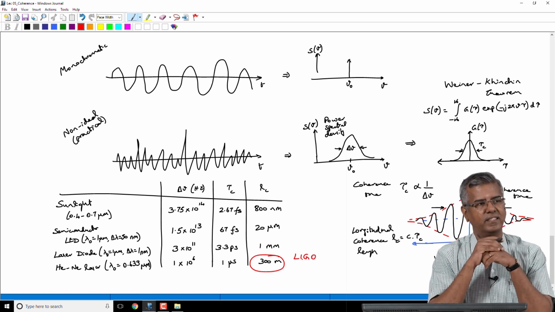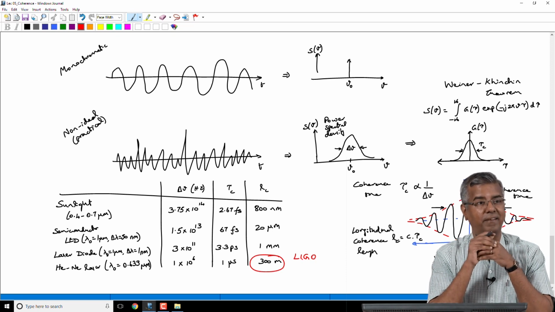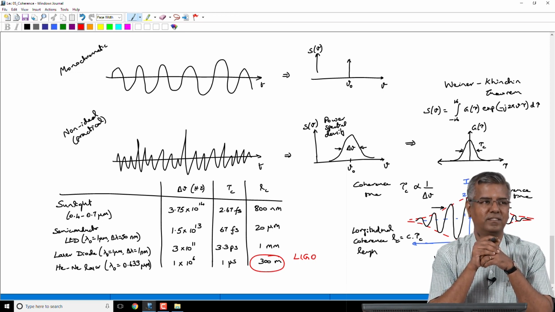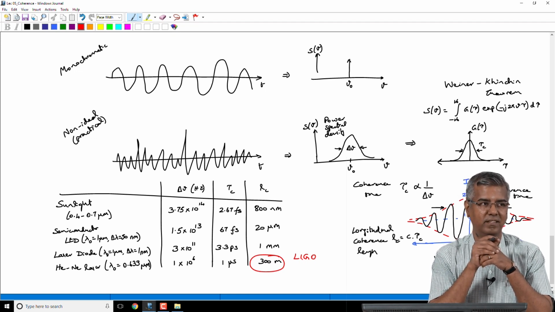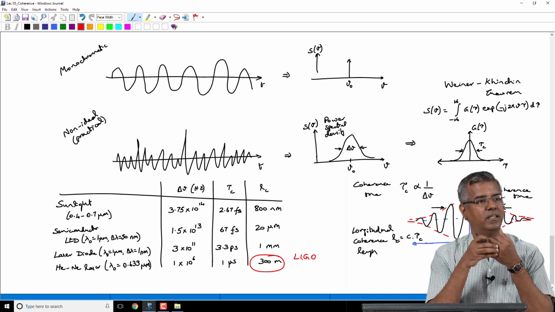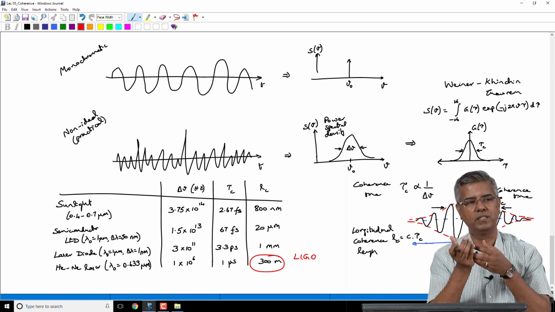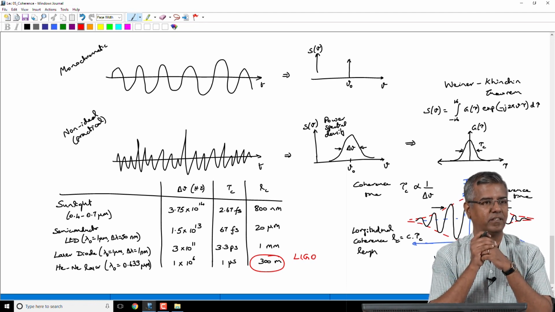So what is LIGO? LIGO is basically a project which is looking at detecting gravitational waves. You heard of gravitational waves recently? The Nobel Prize recently was given for the detection of gravitational waves, and believe it or not, that detection was through one of these interferometers, a Michelson interferometer configuration, okay.